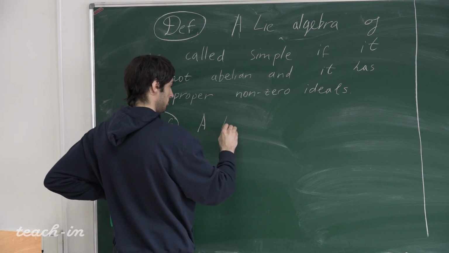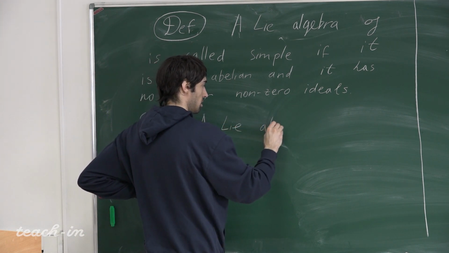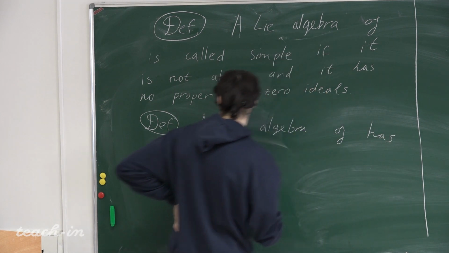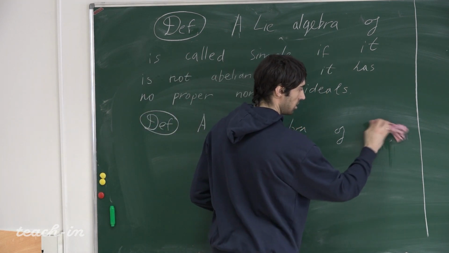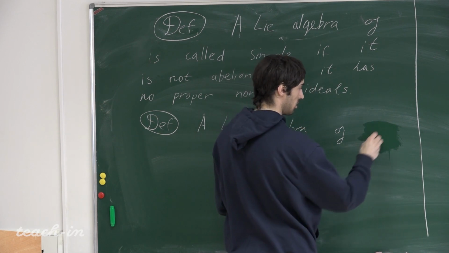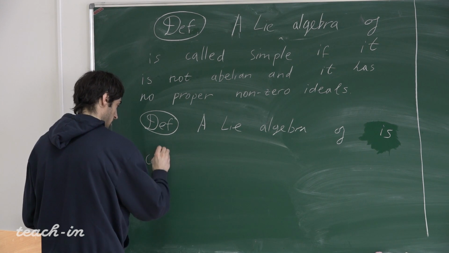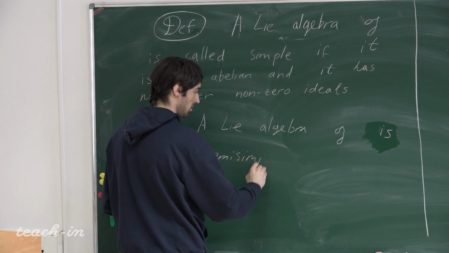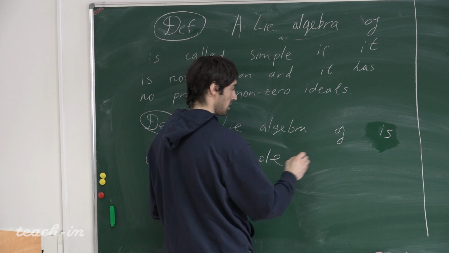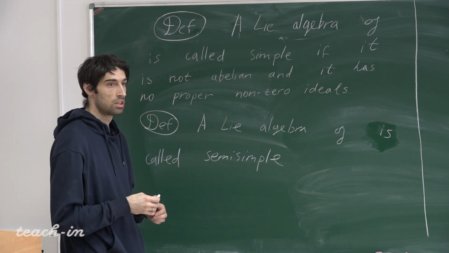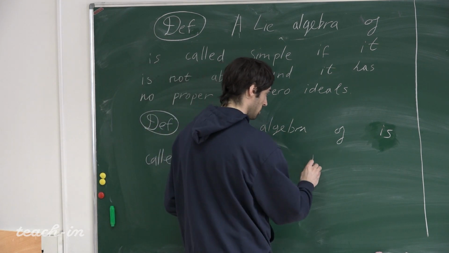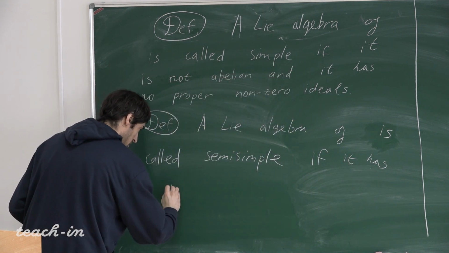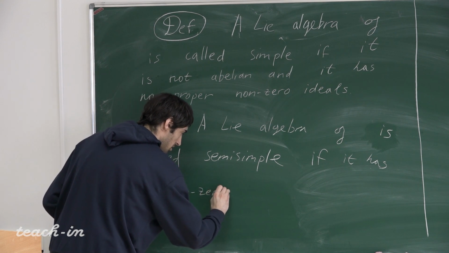The Lie algebra G is called semi-simple if it has no non-zero solvable ideals. If it has no non-zero solvable ideals.